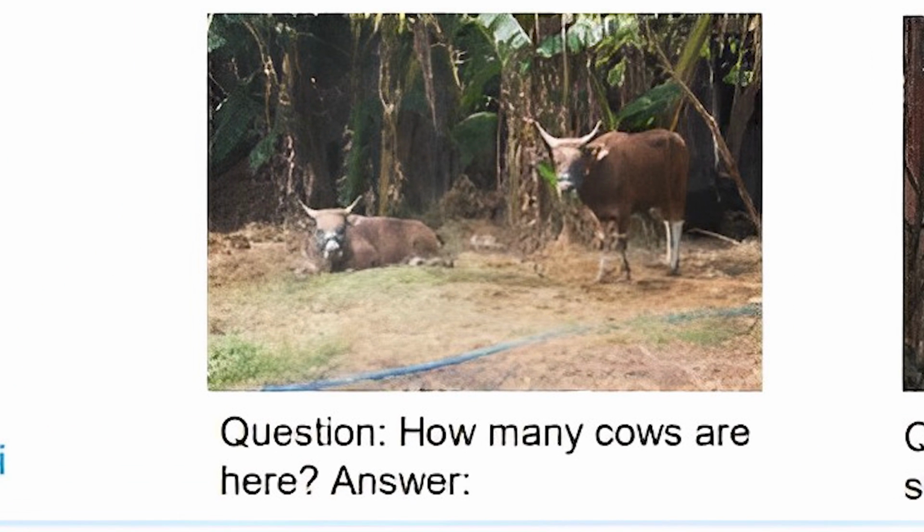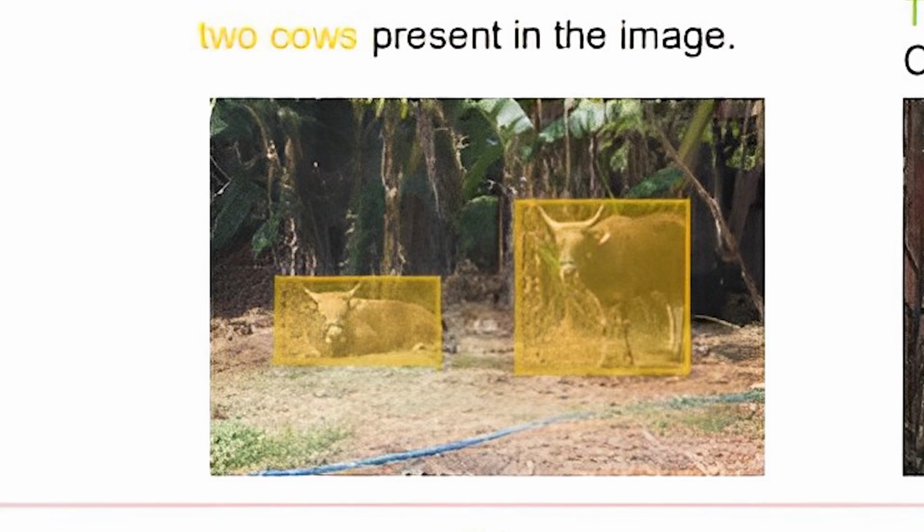Moving on to the second image, which portrays two cows in a vegetated setting, the question asks for the number of cows present. Cosmos 2 accurately identifies the two cows and encloses them in bounding boxes, showcasing its ability to determine quantities within an image.